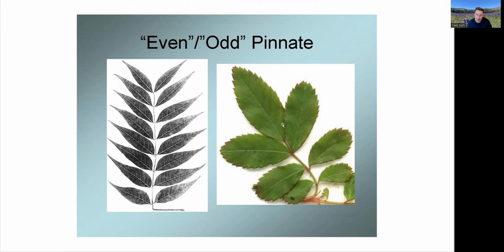This one right here is a rose. Roses max out at 7. As that leaflet grows, usually it has 3 and then it gets 2 more and 2 more. But roses have a terminal leaflet. Roses are odd pinnate because there's an odd number of leaflets: 1, 2, 3, 4, 5, 6, 7. And this one I won't count, but you can see it's even.